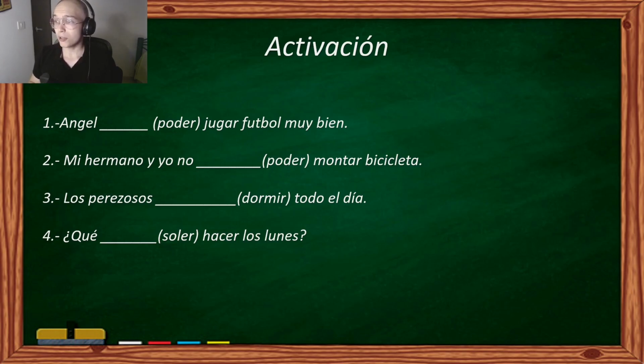Los perezosos, dormir todo el día. So sloths, to sleep all day. And qué soler hacer los lunes. What, blank space, usually do on Mondays. So please answer these sentences in the comments down below to see if you get it correctly and if you understood the class.